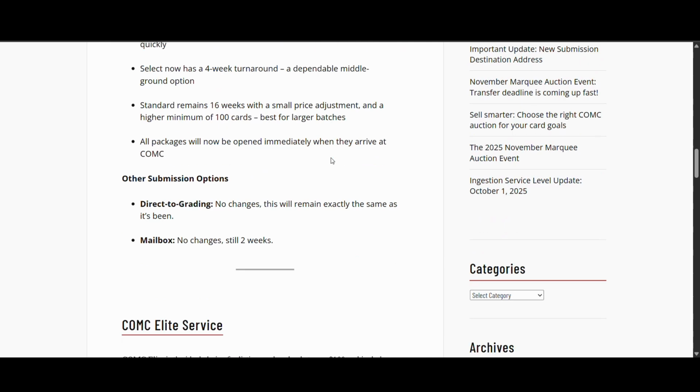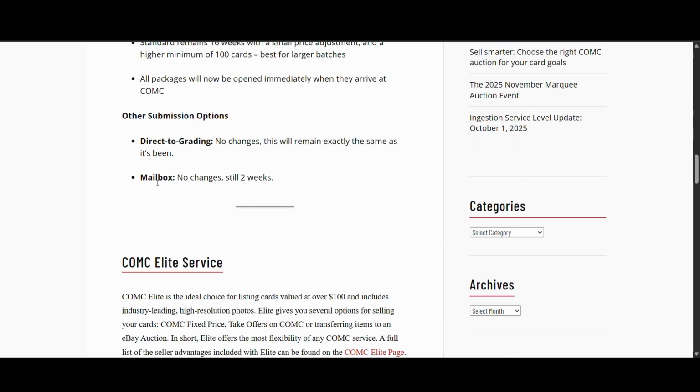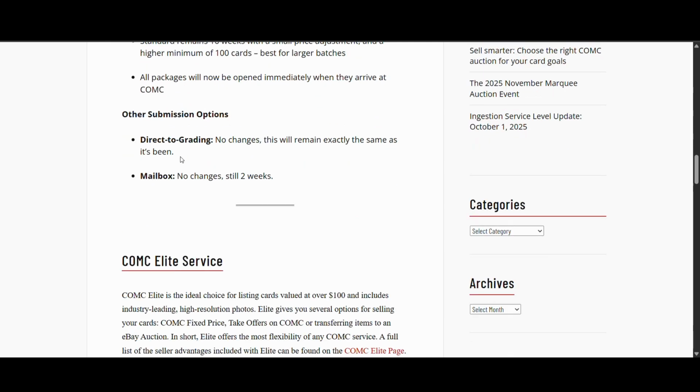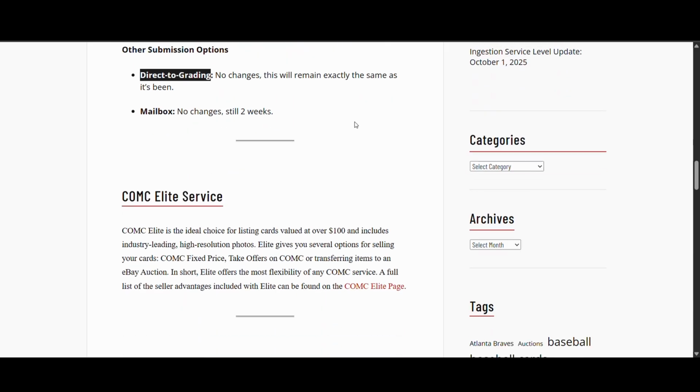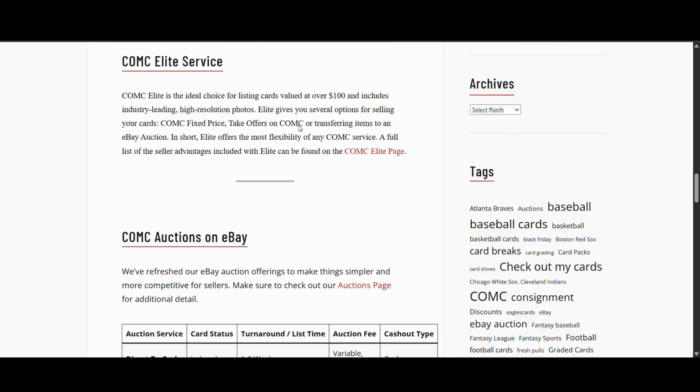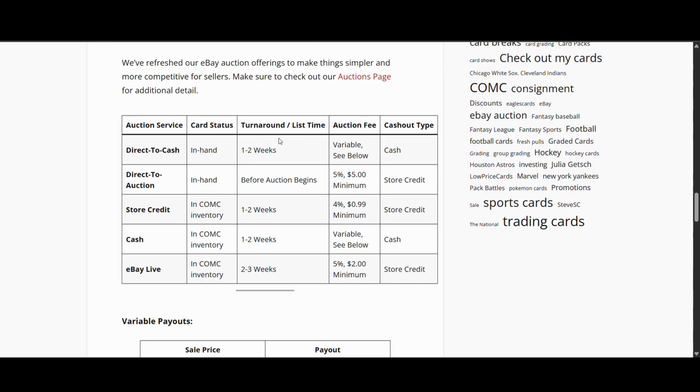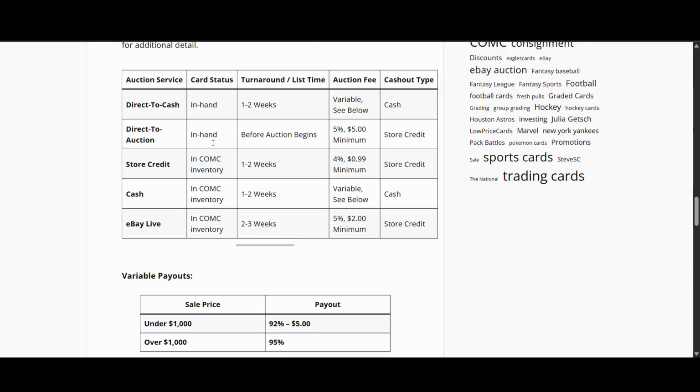But there are ways to skip the long wait. One is this direct to grading. If you're going to get your cards graded through COMC as the grading agent, then it doesn't go through that. It just goes straight into the grading pile, and that doesn't take too long. Just the PSA takes a long time, of course. But then you can also do these direct to auction. So if you want to submit your cards direct to auction, it will be very quickly.